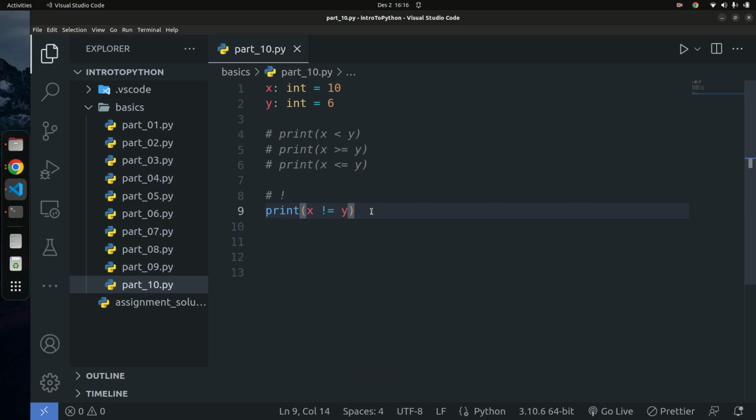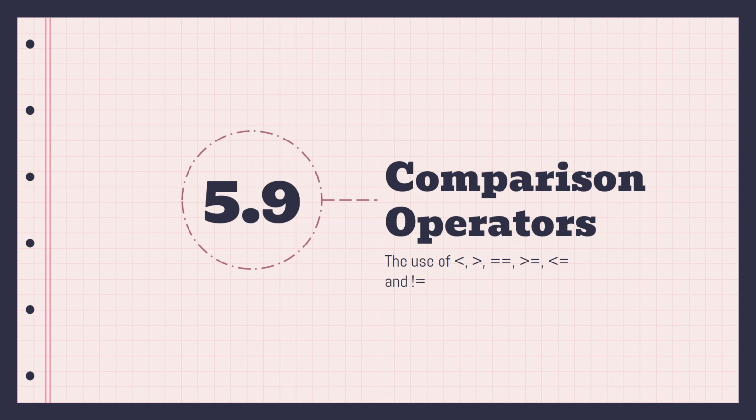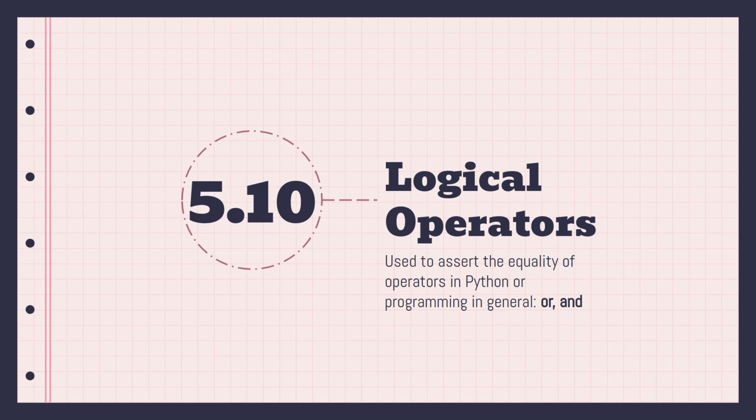Okay. So once we have that done, we can also look at the logical operators in Python. Python comes with a lot of logical operators that you can use, such as and, or. So let's take a look at those ones right here.